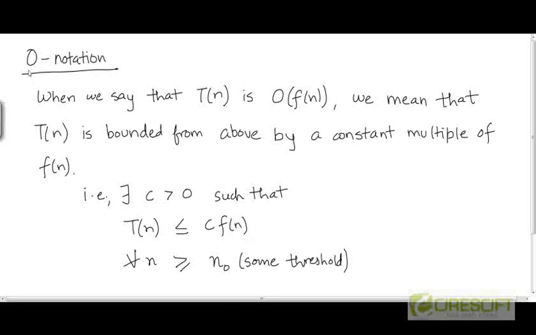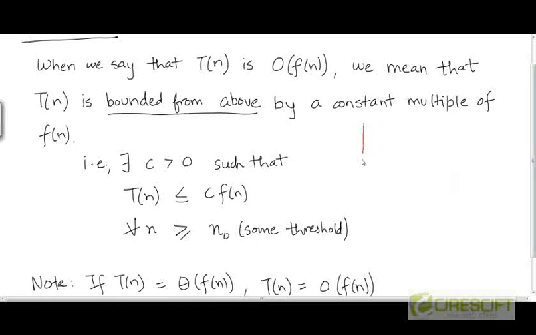Let's now look at another asymptotic notation called the big O notation, which we will be using quite frequently in this course. Just as I defined the theta notation, I'm going to give an analogous definition for the big O notation. When we say that a function t of n is big O of f of n, what we mean by that is that t of n is bounded from above by a constant multiple of f of n.